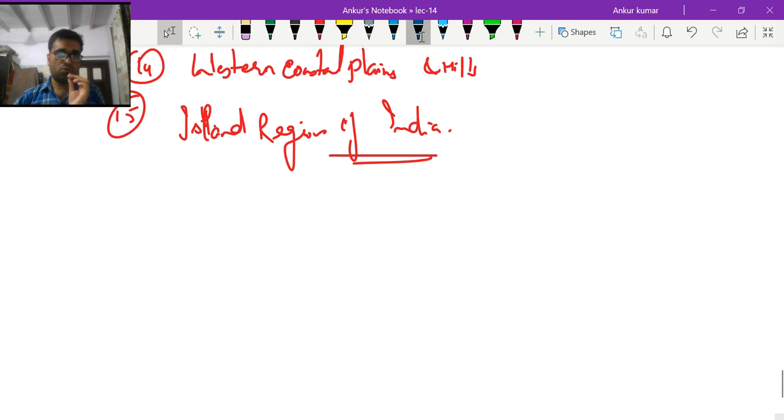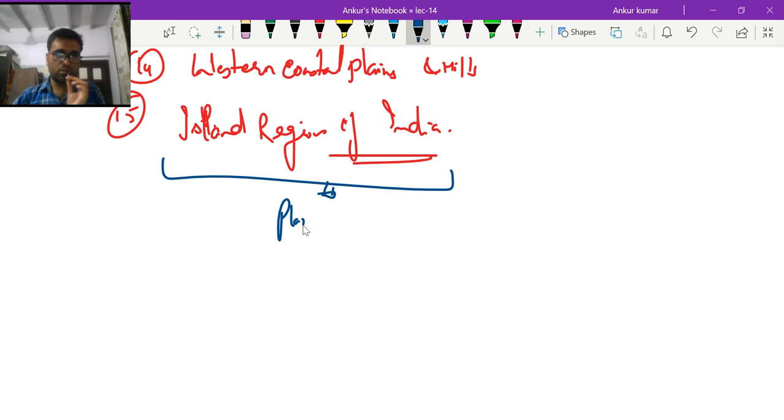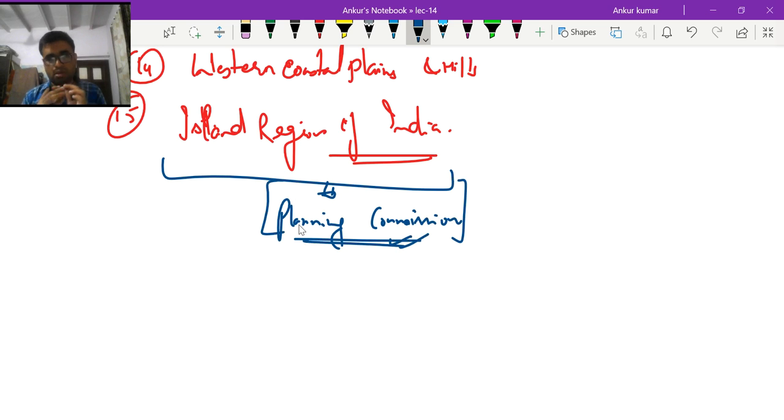And one more point about this scheme: it was adopted by the Planning Commission. So these are the 15 regions of Randhawa.